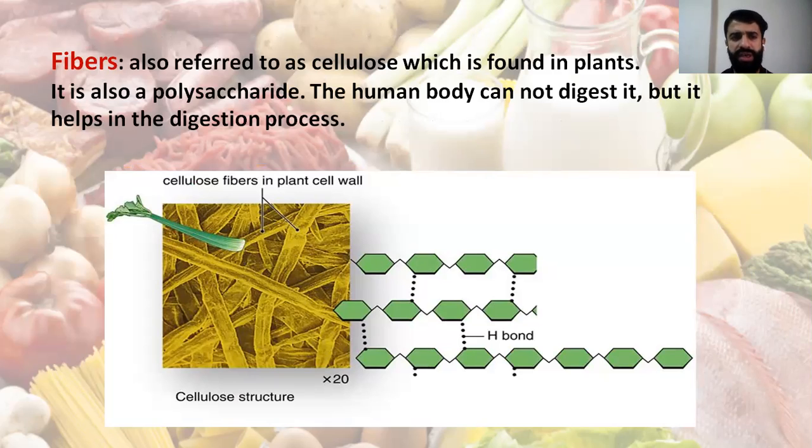Fibers. What are the fibers? Fibers, also known as cellulose, are found in plants. It's also a polysaccharide. The human body cannot digest it, but it has an important role in the process of digestion. It facilitates the digestion process and helps to digest the food faster. Mainly it's found in fruits and vegetables, so it's important for digestion. This is known as the fibers.